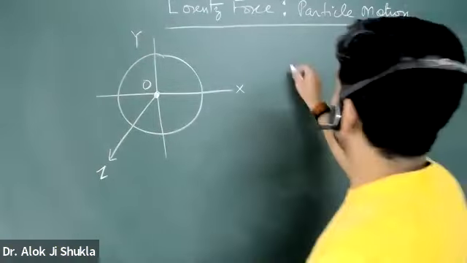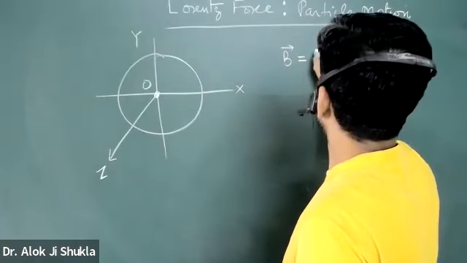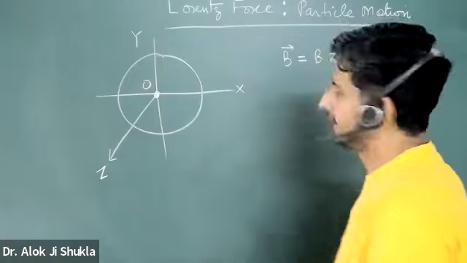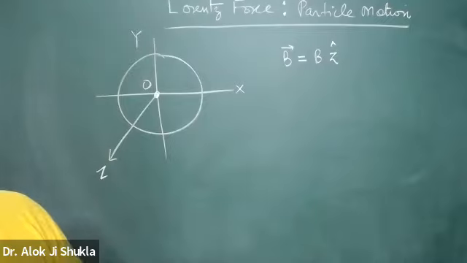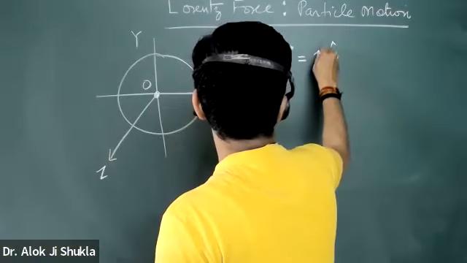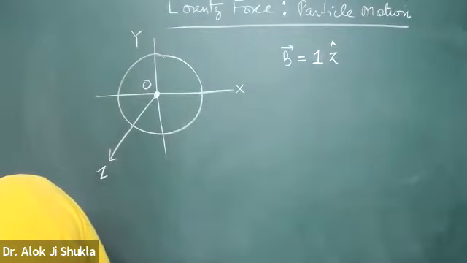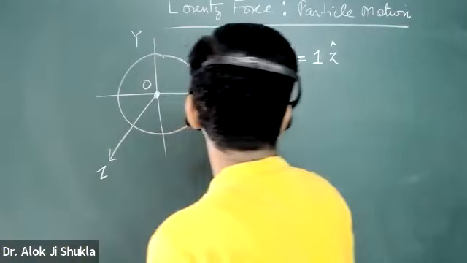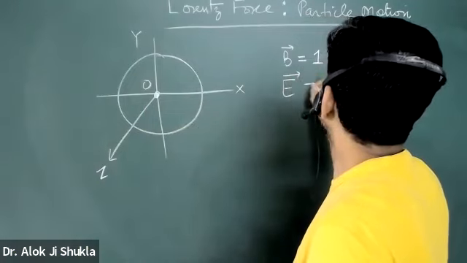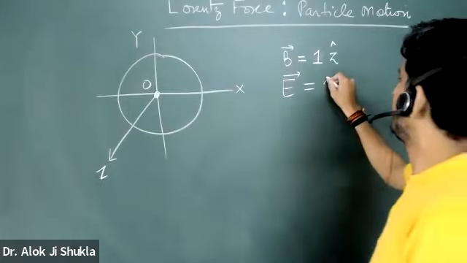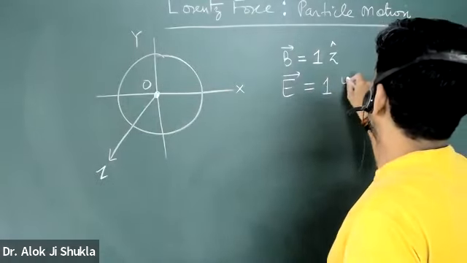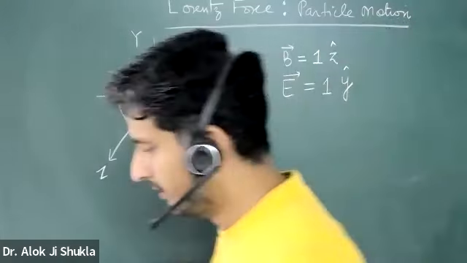So magnetic field is in the Z cap direction. Magnetic field is given in the Z cap direction. It is of 1 Tesla. So I can write 1 Tesla in Z cap direction. Okay. Electric field is 1 volt per meter applied along the positive Y direction. So electric field is how much? कितनी है? 1 volt per meter, 1 Y cap direction. So this is the electric field.